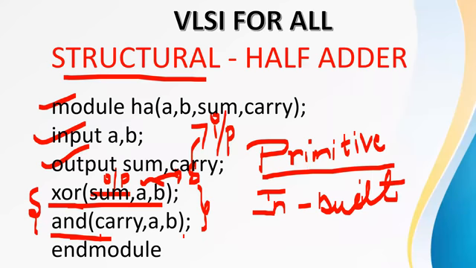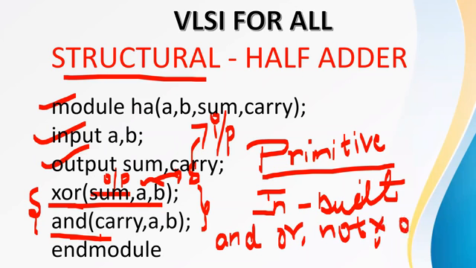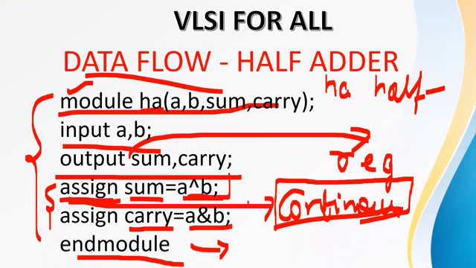Yeah. Okay. Thank you. See, we have AND gate, OR gate, NOT gate, XOR, XNOR, NAND, etc. We have so many gates, right? All these gates are inbuilt in Verilog. We can use these gates and we can also get the output similar to data flow and behavioral.